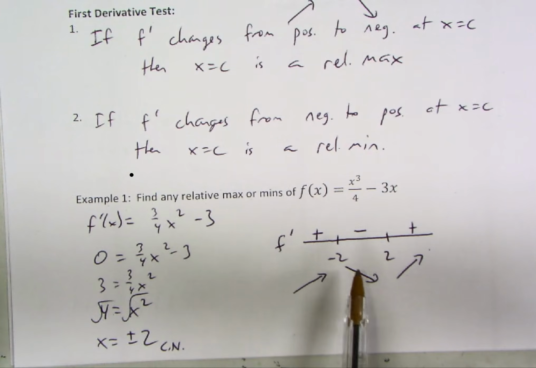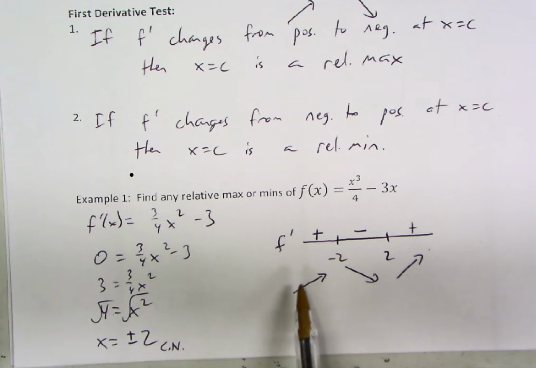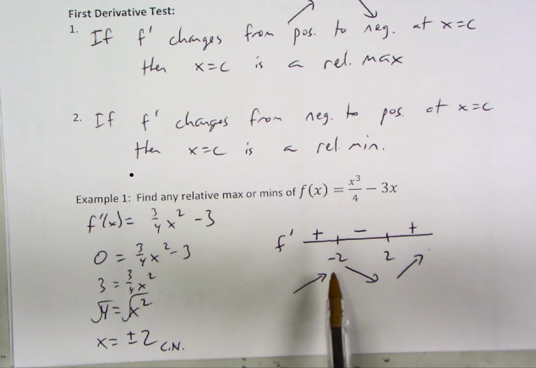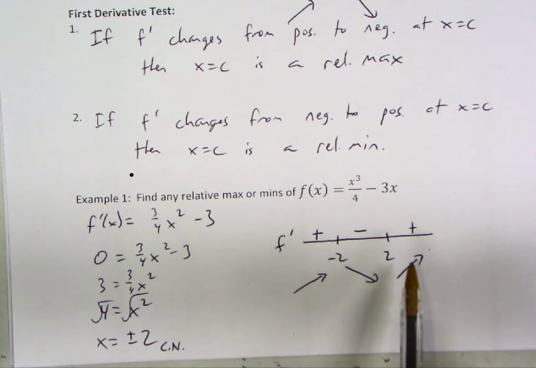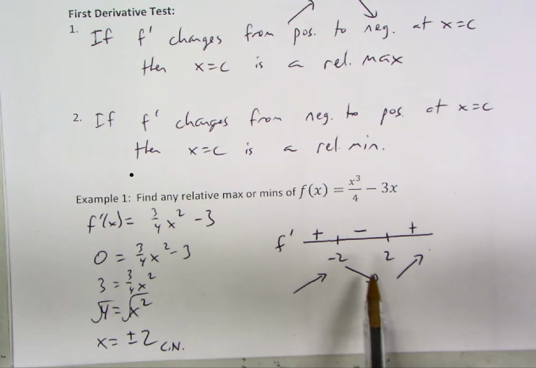These arrows right here are not required. I do this because this gives me a visual, like notice f's going up, then it's going down. So I can actually see that maximum occurring right here at -2. And then f's going down, then up, I can see that minimum occurring right here at 2.